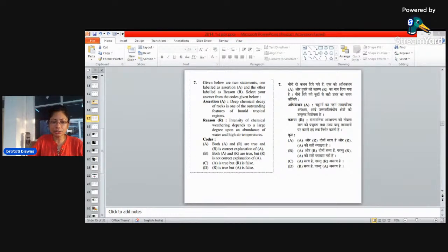Now I have come to the next question. So these are the two statements. One is labeled as assertion and the other is labeled as reason. The assertion is that deep chemical decay of rock is one of the outstanding features of humid tropical regions. And what is the reason? That the intensity of chemical weathering depends to a large degree upon an abundance of water and high temperature.